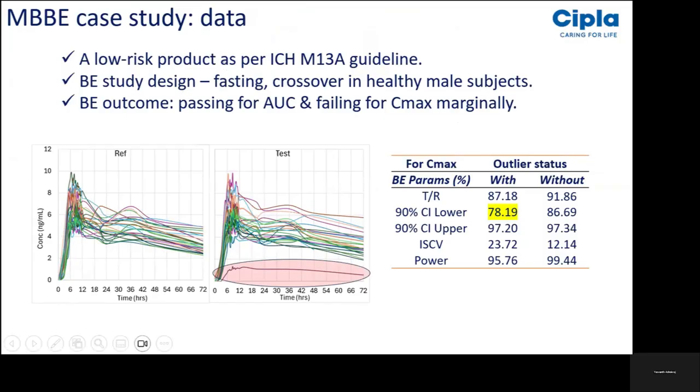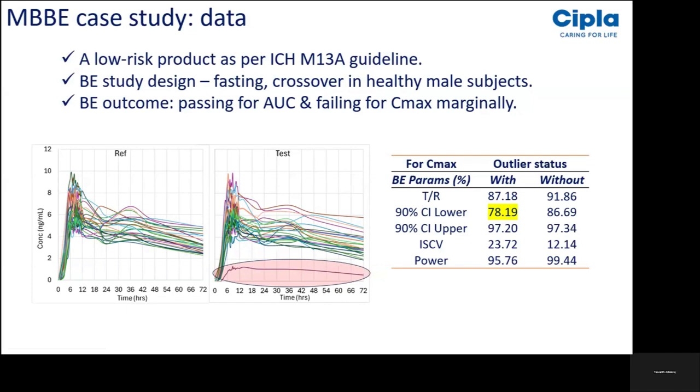Coming to the case study, the product we have taken for this particular case study is a low-risk product as per the ICH M13A guideline. And the BE design is a fasting crossover in healthy male subjects. The BE outcome was passing for AUC and failing for Cmax marginally.